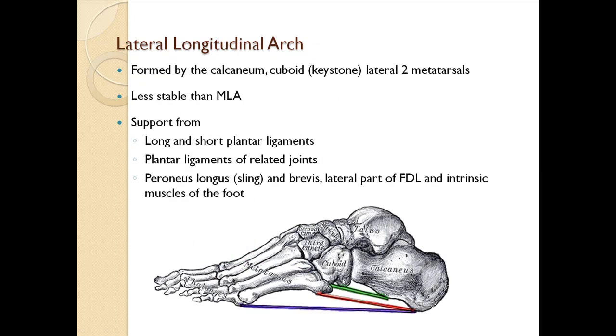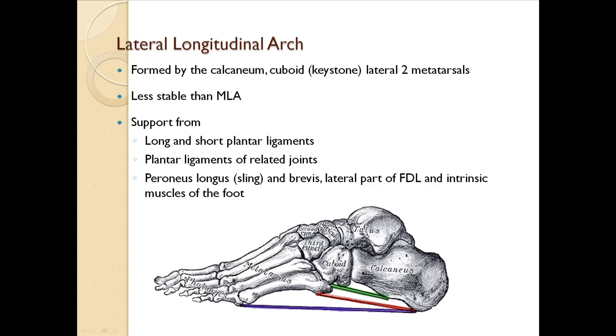The lateral longitudinal arch is far less stable than the medial one. It is formed by, over here we've got cuboid, which forms the keystone. The calcaneus forms the posterior arch again, and the lateral 2 metatarsals that are quite mobile form the anterior arch, or the anterior pillars. Far less stable than the medial longitudinal arch, and often when we go into weight bearing, these 2 metatarsals will dorsiflex and it will look like the lateral arch almost disappears.